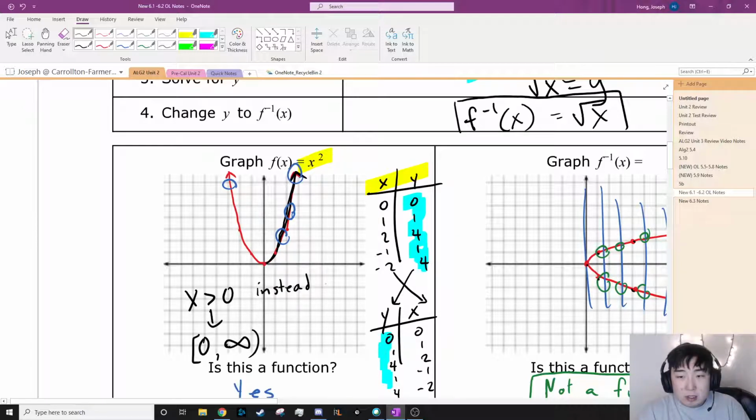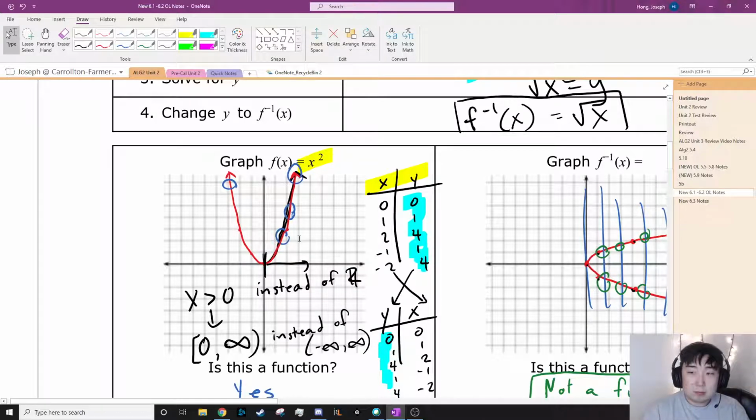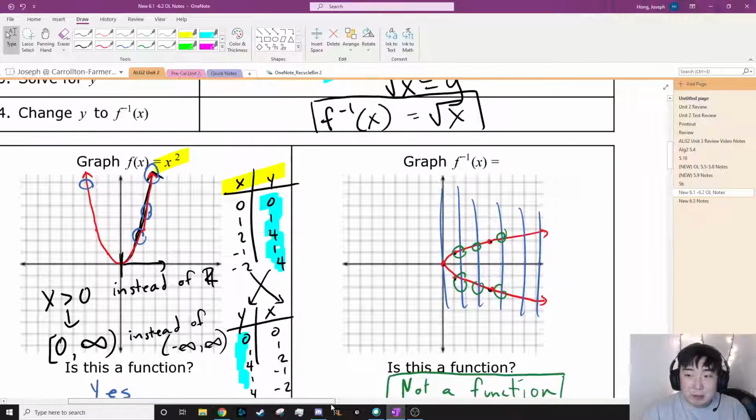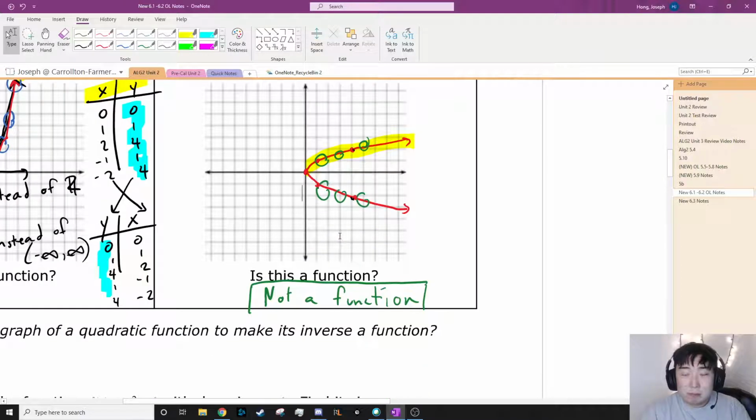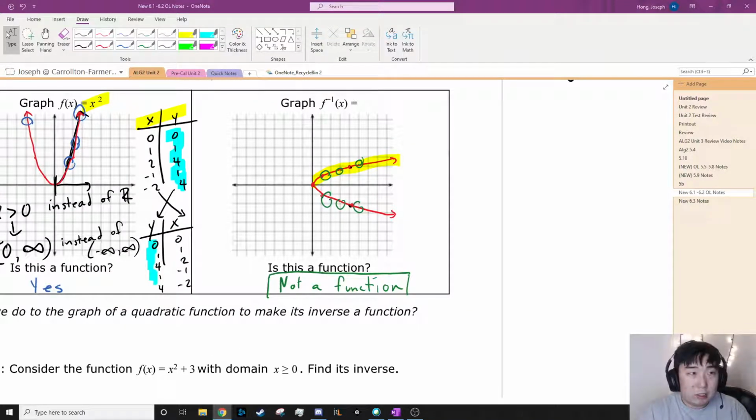Instead of all real numbers, or instead of negative infinity to infinity. So instead of drawing every single possible outcome, what if I just limit my graph to just the positive x values? What happens is that when I go back to this graph right here, only this part of the graph is shown. And that's when we put it into our calculator, which I'll do right now.